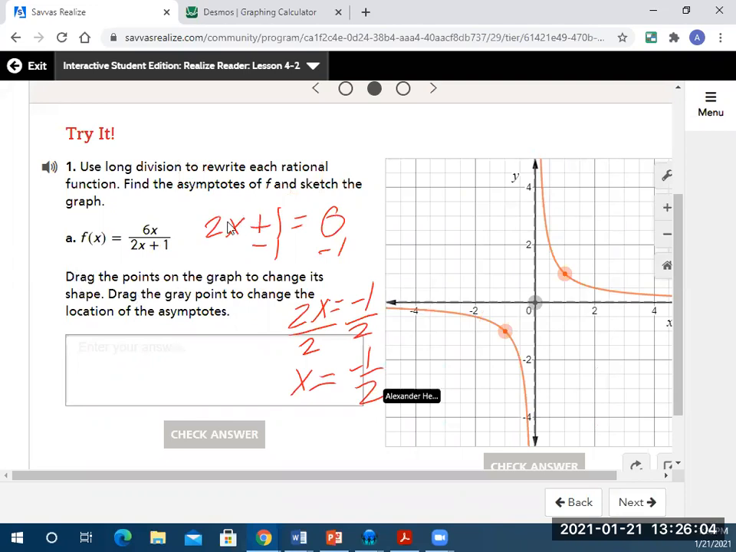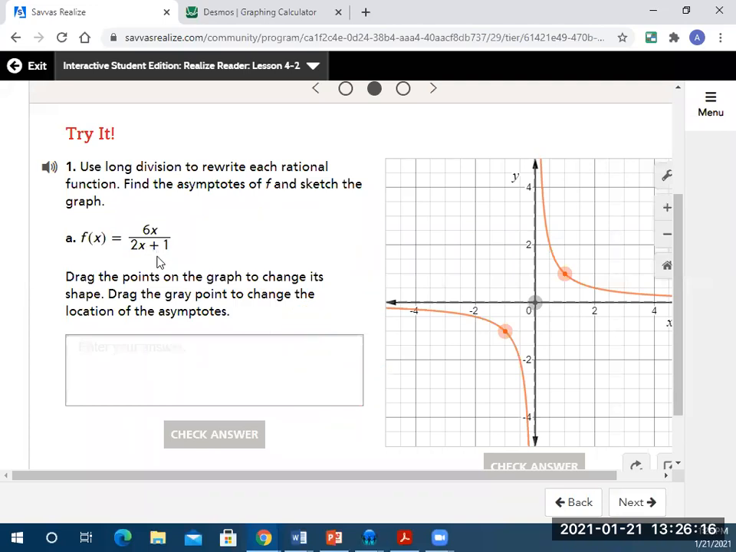And then you go back to the function. What is 2 times -1/2? -1. And then -1 plus 1? 0. So the easiest way to find your domain is set your denominator equal to 0 and solve for x. So we got x is equal to -1/2. That is what x cannot equal. So I'm just going to write a dash like that. My domain is x does not equal -1/2.